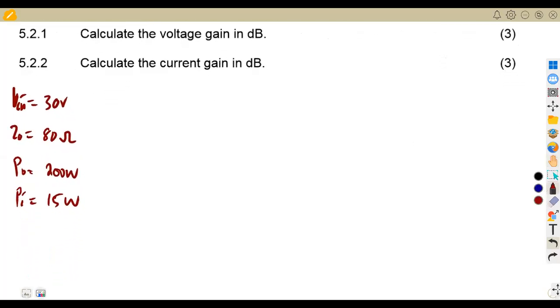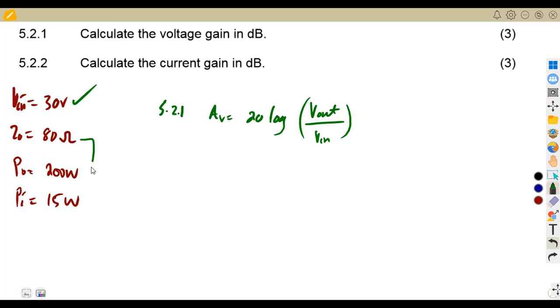What are we supposed to do? We need the voltage gain. From our calculations, remember, the voltage gain uses 20 log, so the voltage gain is 20 log of Vout over Vin. Do we have Vout? We do not have Vout this time, we just have Vin. So for Vout, we have to think of the output power and the output impedance.